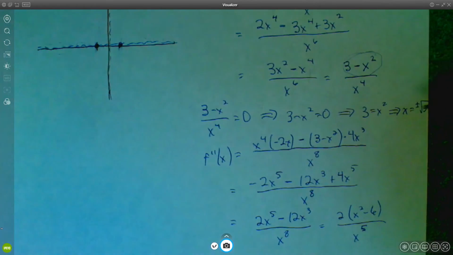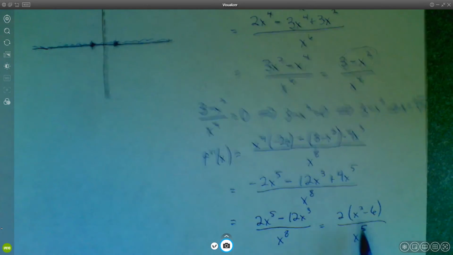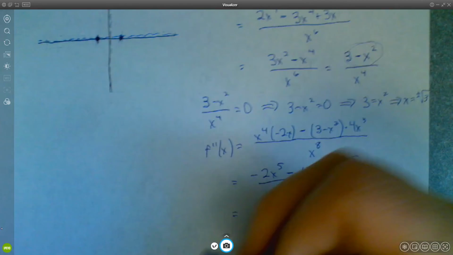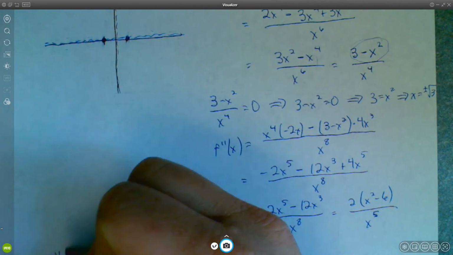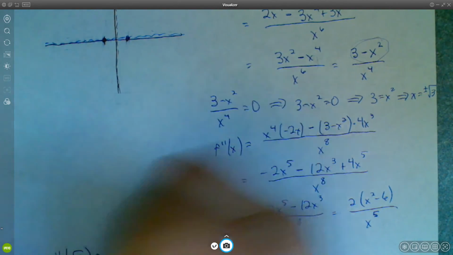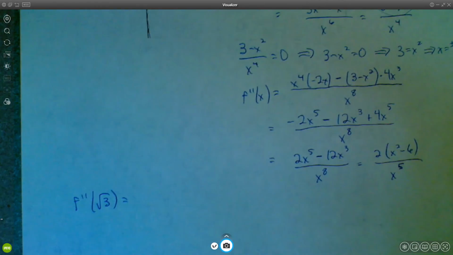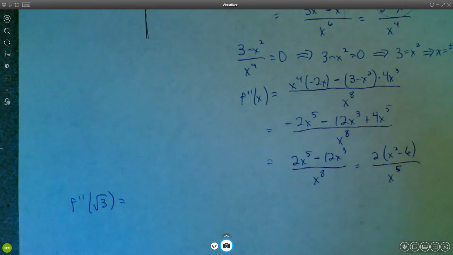But more importantly, to decide if plus or minus root 3 are maxima or minima, we can plug these into the second derivative and see what we get. So if I plug in positive square root of 3, let's say f double prime of root 3, I don't really care about the actual value.